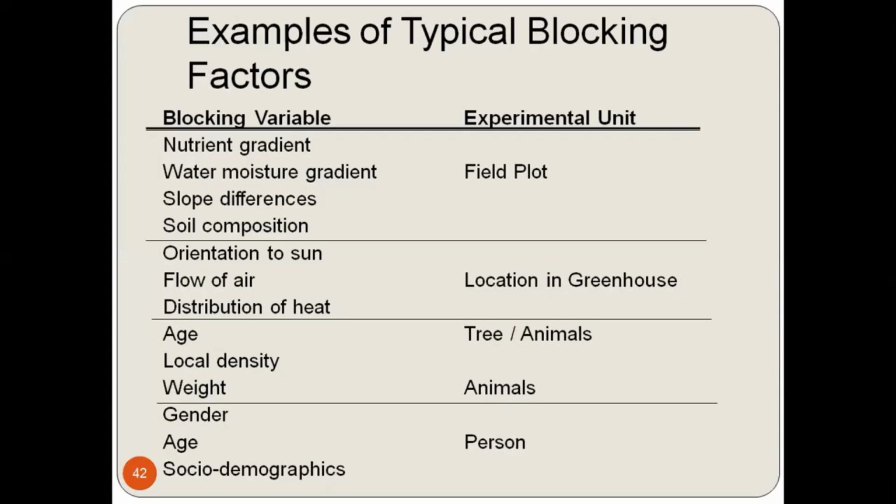Then in animals or trees, age differences are there, so you can block, right? Maybe weight differences are there, we can do the blocking. Among people, gender, we can do the blocking. Age, again, we can do the blocking. Sometimes socio-demographics, let's say the income level of farmers. If you can group them into different income levels of farmers, we can do the blocking.